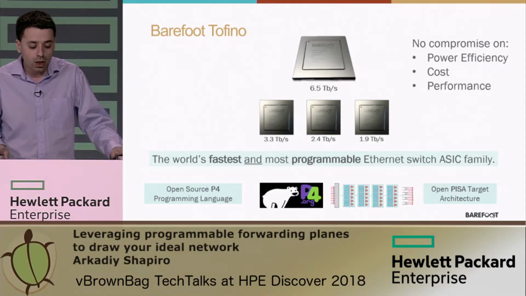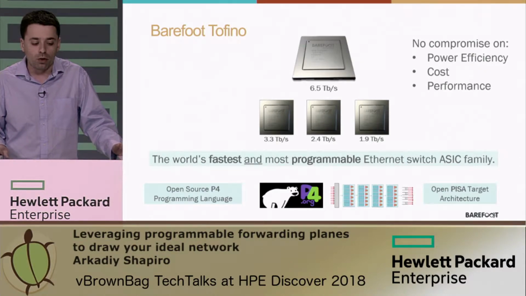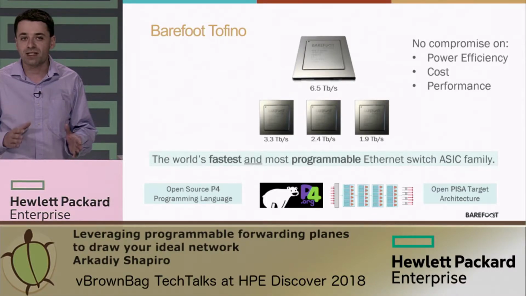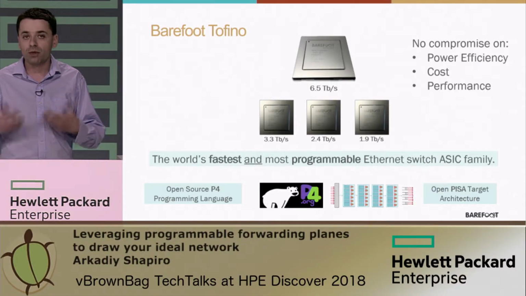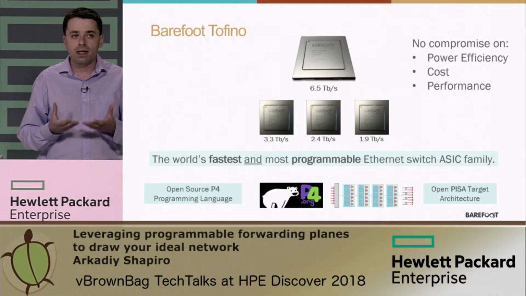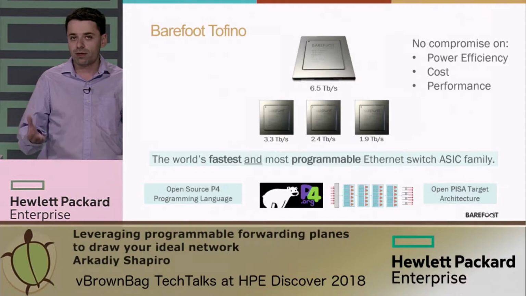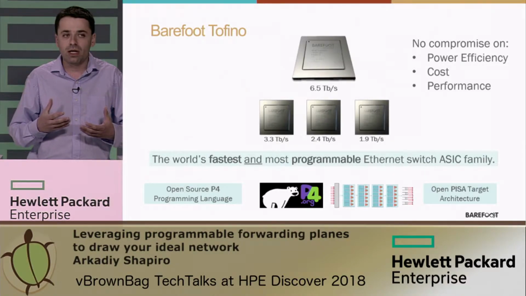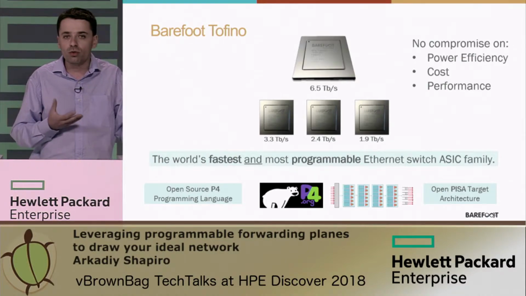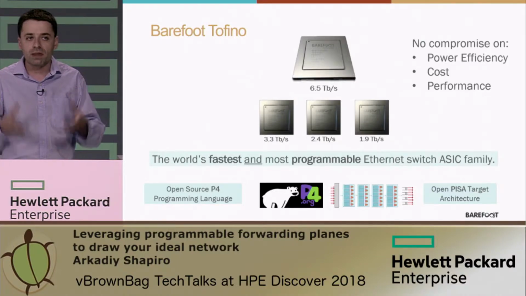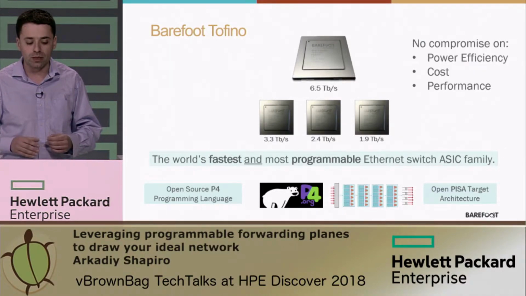Now, on the chip I mentioned before, right, various versions of the chip, we call it the world's fastest and most programmable silicon. What this means is that the silicon comes up as a complete white canvas, right? So remember, we have the analogy of the canvas here. The silicon has no clue about L2 or L3, V4 versus V6. Really, it's the P4 program that defines what the silicon does.